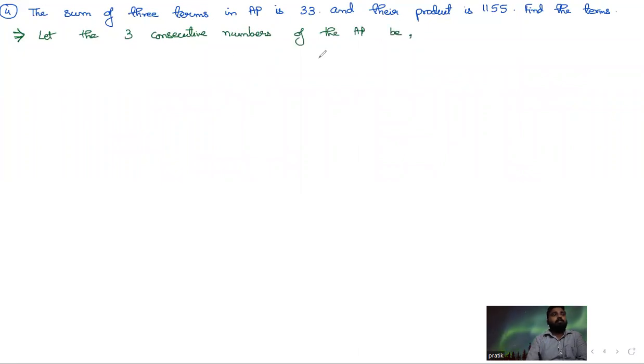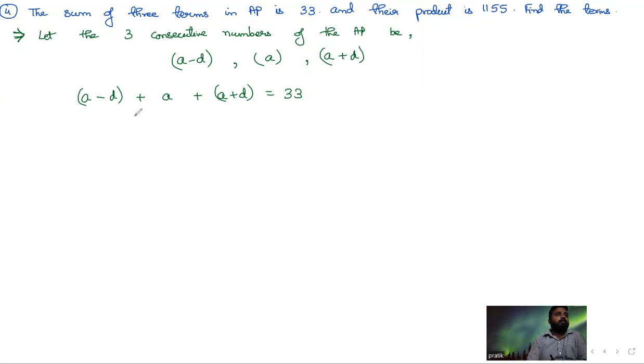be the general format. A minus D, A, and A plus D. Let these three terms be there. Now, as for the given condition, we have the sum of the three terms, that is A minus D plus A plus A plus D is nothing but summating to 33. So from this, D and D gets cancelled. This is nothing but 3A is equal to 33. So from here, you get A is nothing but equal to 11.